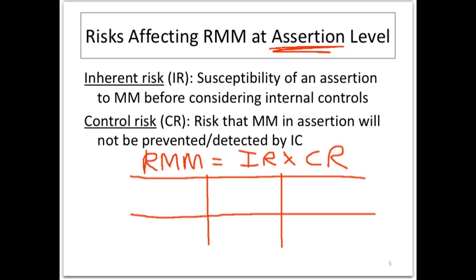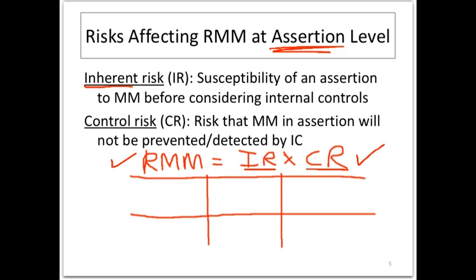At the assertion level only, we can express the risk of material misstatement for each individual assertion as RMM equals IR times CR. As I mentioned earlier, this relationship does not hold at the overall RMM level because overall RMM for an audit is more than simply a function of just IR and CR. But you can keep this equation in mind when you are assessing the risk of material misstatement for individual assertions.